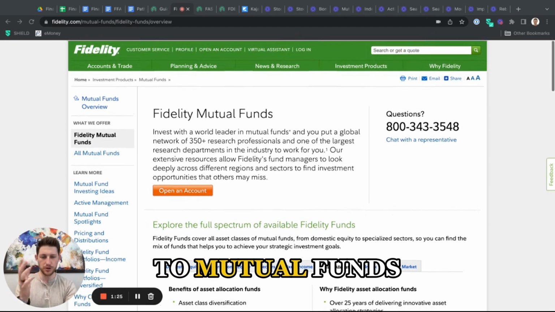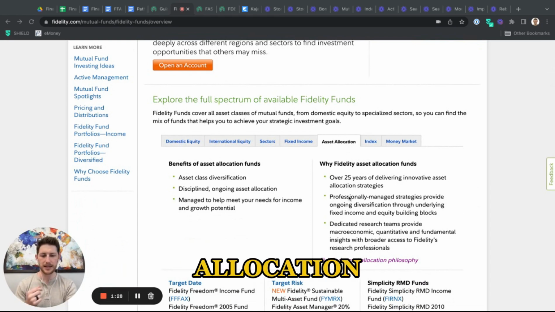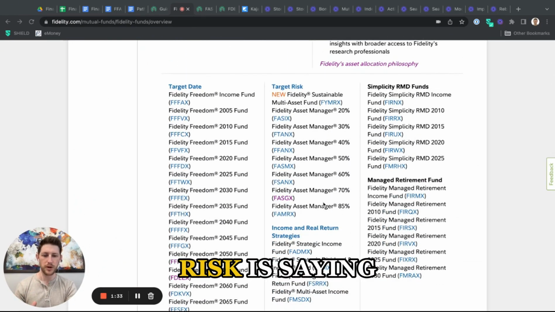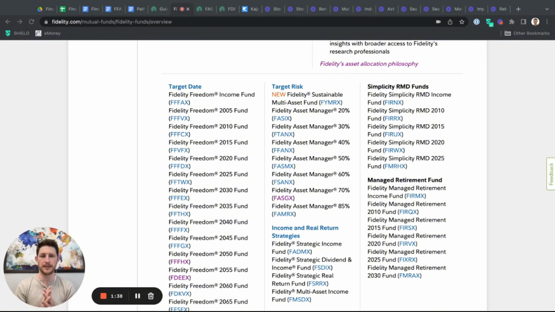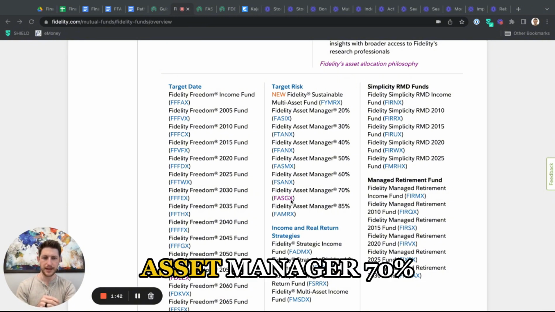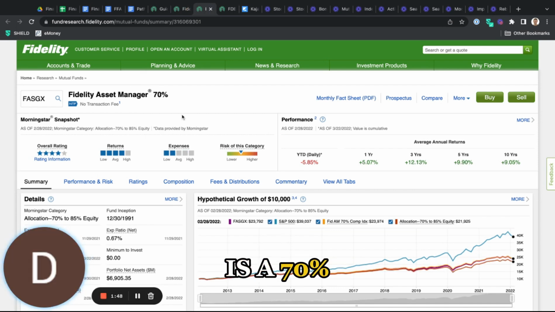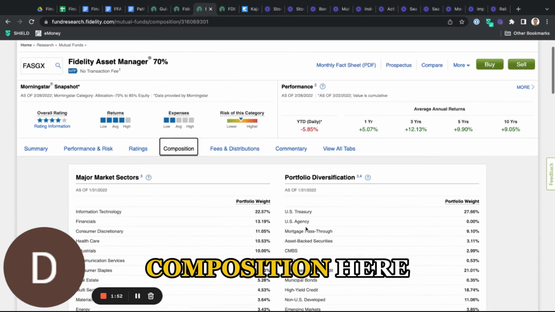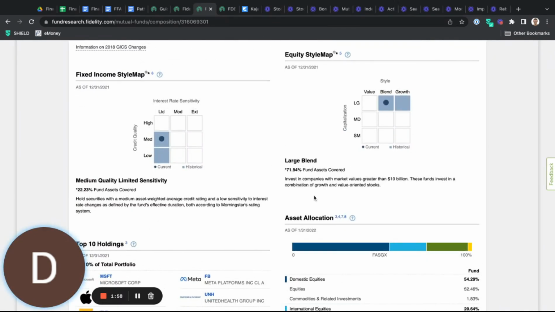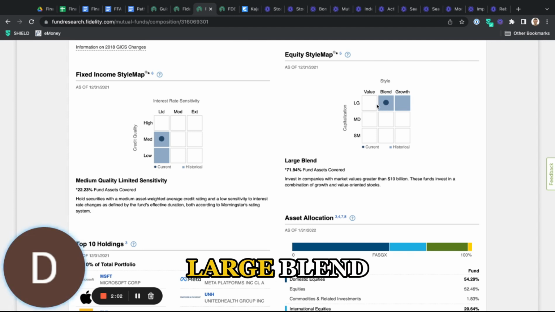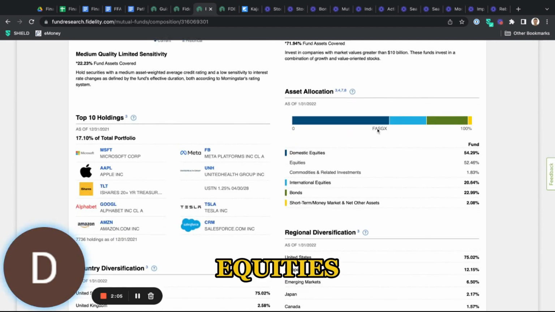If you go to mutual funds again, we're just going to look at Fidelity's. And you go to the asset allocation. What they do is this: they have target risk, saying I want this percent in stock. So Fidelity Asset Manager 70%, for example, is a 70% stock portfolio. If you look at composition here, it's at 71 right now, like 72-ish%, and it's in large blend. Then here's domestic equities, here's international, this much in bonds, this much in cash. That's the allocation right now. So about 74%-ish in stocks and 25-ish% in bonds and cash. Once it gets past a certain threshold, then they rebalance.